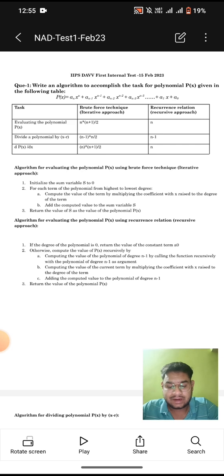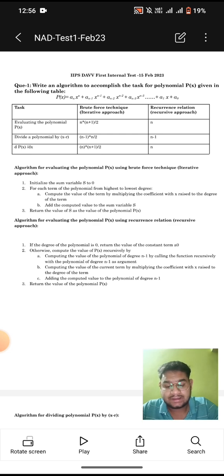In this table there are tasks such as evaluating the polynomial p of x, dividing a polynomial by x minus r, and differentiation of p of x by dx, using brute force technique and recursive relation, which is also known as recursive approach.